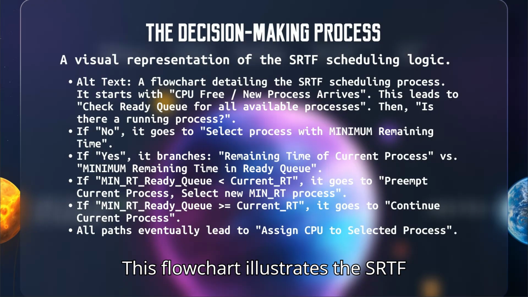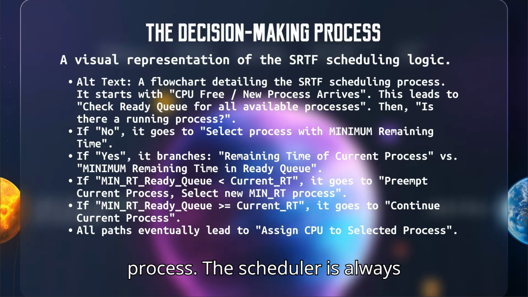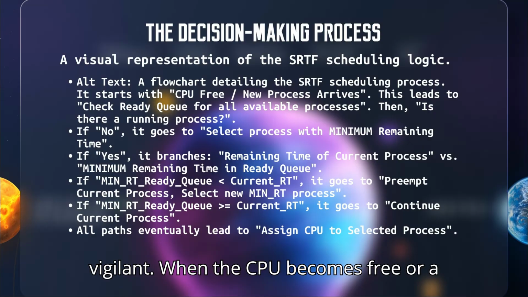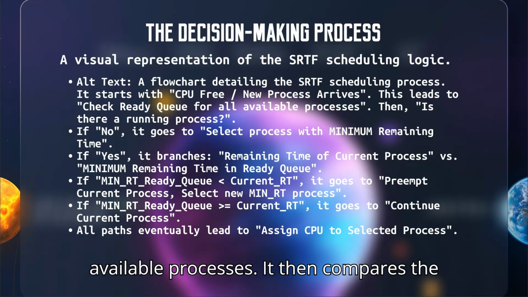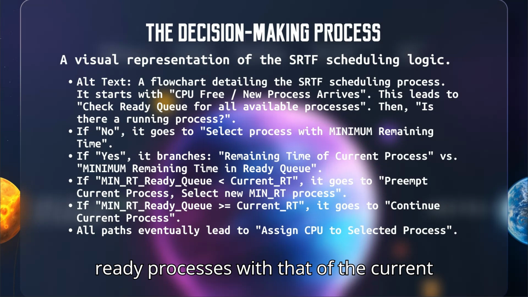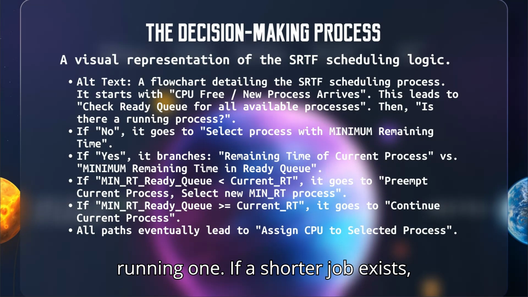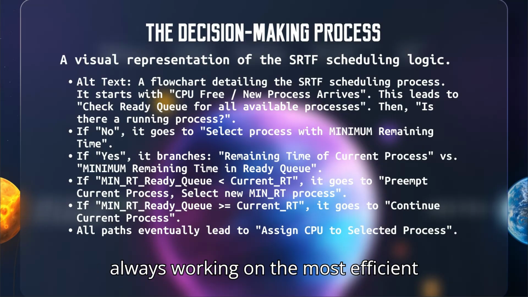This flowchart illustrates the SRTF algorithm's continuous decision-making process. The scheduler is always vigilant. When the CPU becomes free or a new process arrives, it checks all the available processes. It then compares the shortest remaining time among all the ready processes with that of the current running one. If a shorter job exists, preemption occurs, ensuring the CPU is always working on the most efficient task.